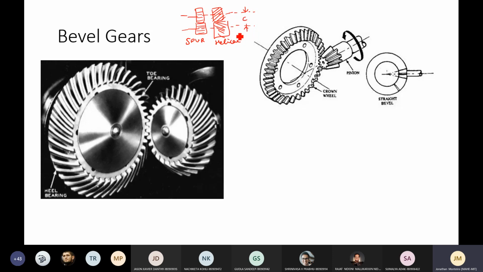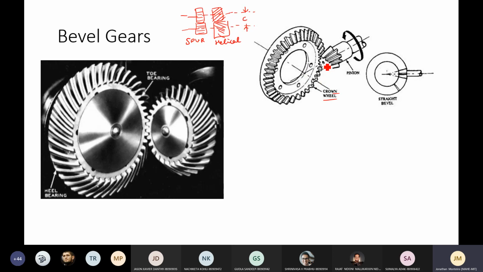But whereas in bevel gears, their axes should intersect. As you can see in this 3D picture over here, you have a smaller one which is called the pinion, the bigger one usually called a crown wheel or a crown gear. It looks like a crown, that is why it is called a crown wheel.